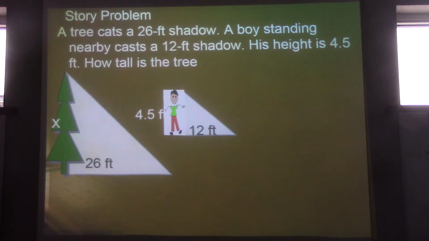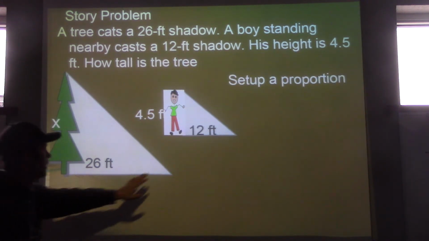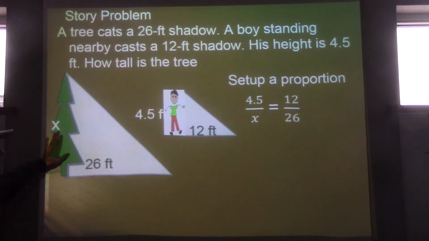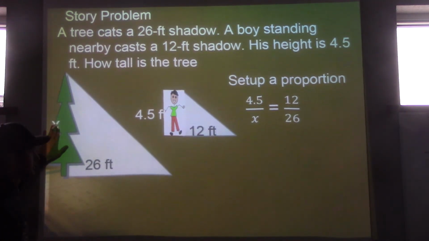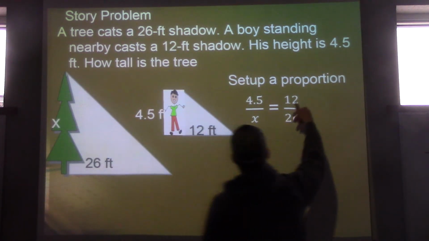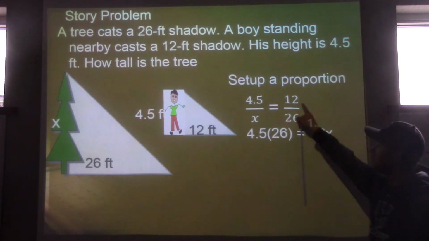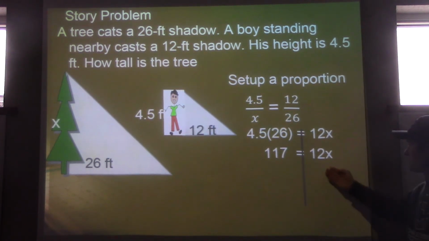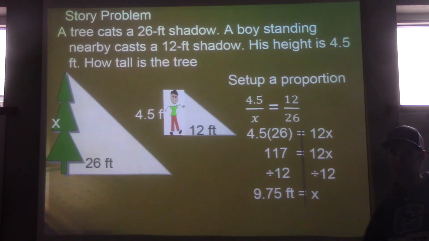So what do we have now? We have similar figures. We want to set up a proportion to solve. So we could say 12 over 26 is equal to 4.5 over x. You can also go 4.5 over x is equal to 12 over 26. Cross multiply. You could simplify this first if you want to, but we could just cross multiply. 12 times x is 12x. 26 times 4.5 would be 117. Now, divide by 12, and you get the tree's about 9.75 feet. So that's what we're looking for.